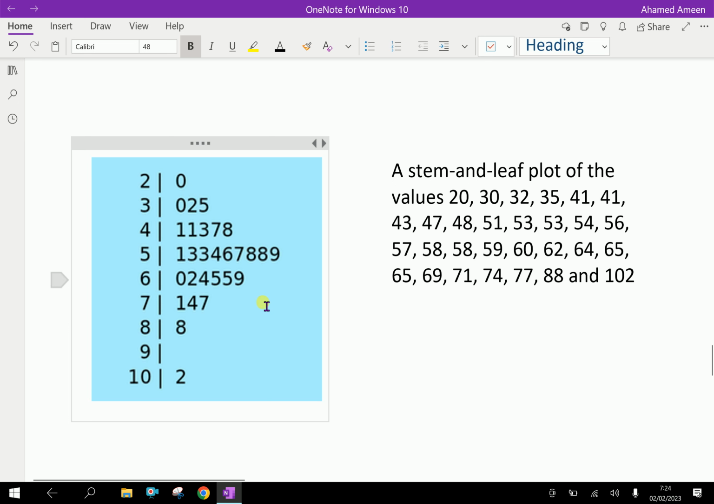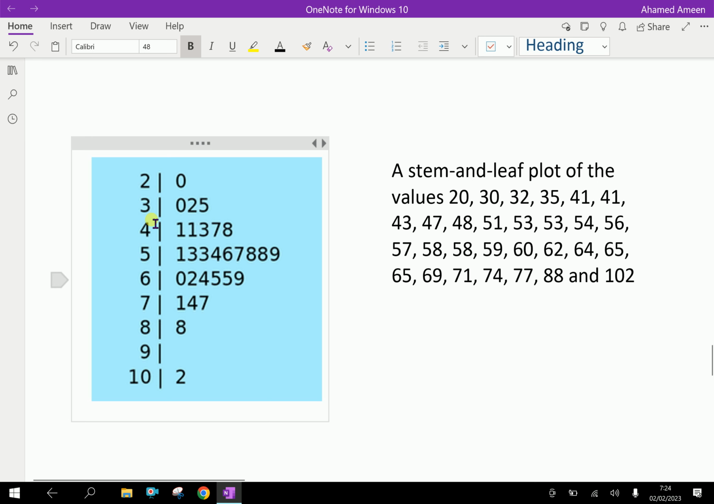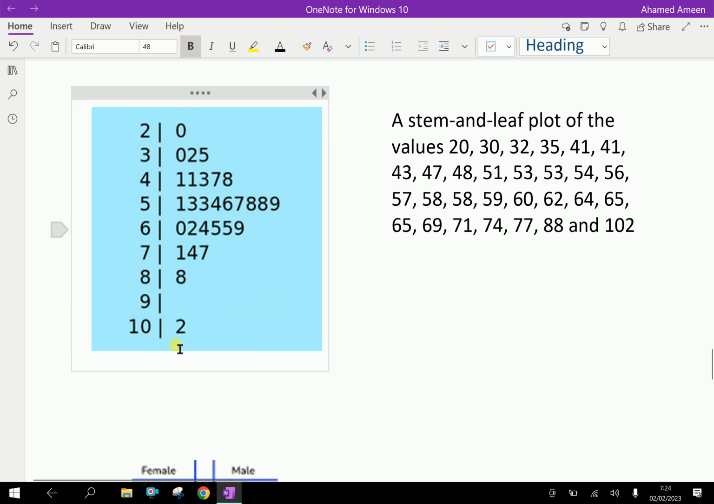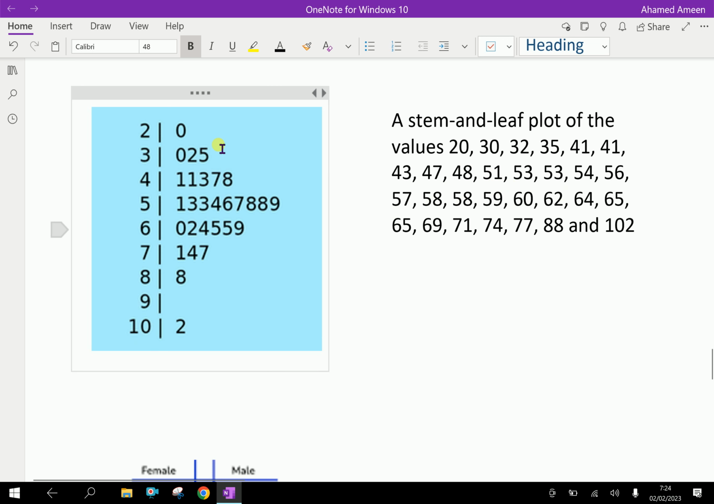Here we can identify the numbers from this stem and leaf. Here is the stem, this is a leaf. Suppose 20 is here. This is 30, 32, 35, 41, 41, 43, 47, 48. Like here, this is 102. Like this, you can display all the given numbers in a stem and leaf diagram.